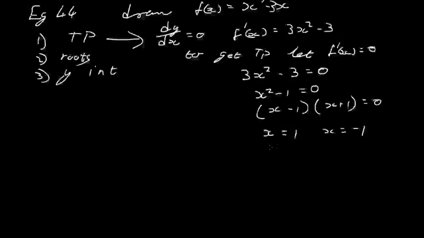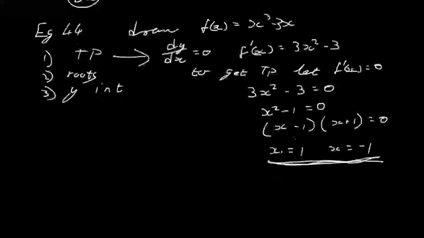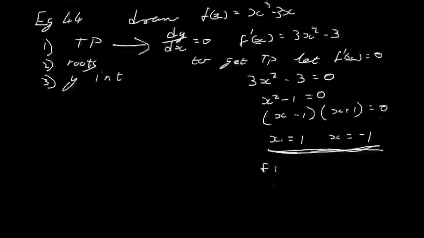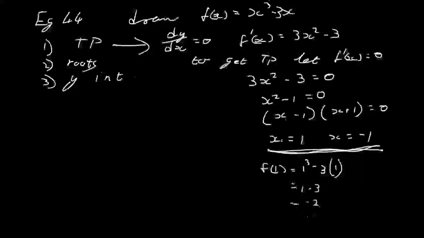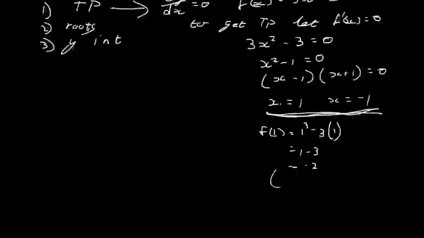But this, you'll see, is not the full point, right? This is just the x point. So to get the corresponding y point, because we want the ordered pair where the turning point is, we substitute these x values back into our function. So we calculate f of 1, which is equal to 1 cubed minus 3 times 1. I just substituted 1 into our original function: 1 minus 3 equals minus 2. So our one turning point is at the ordered pair (1, minus 2).